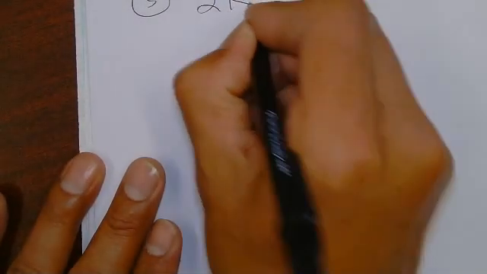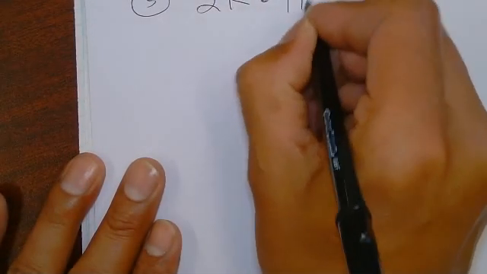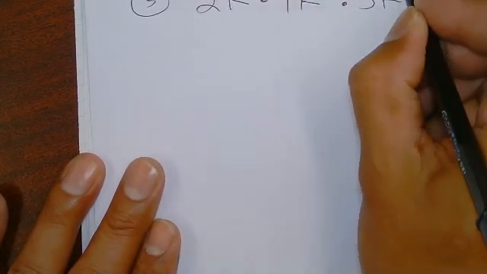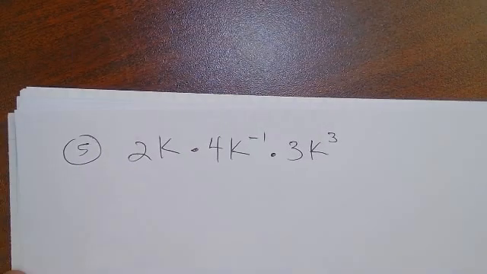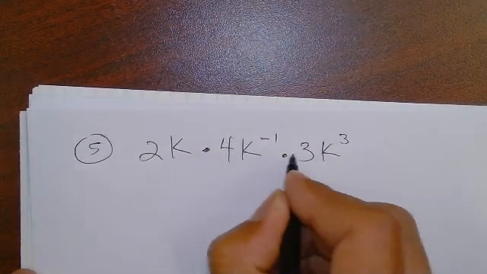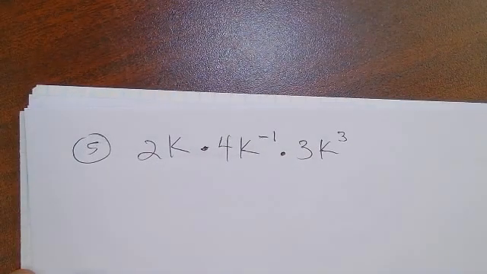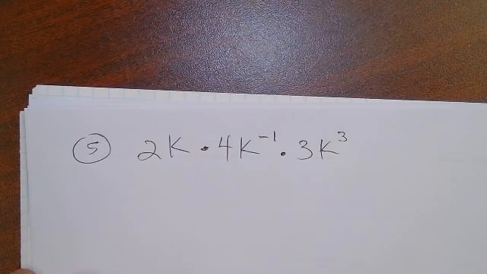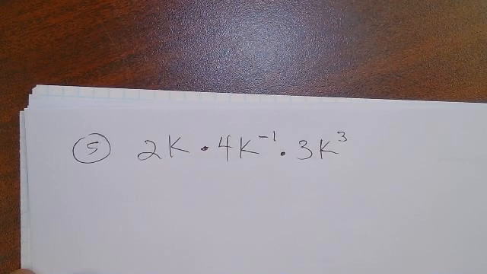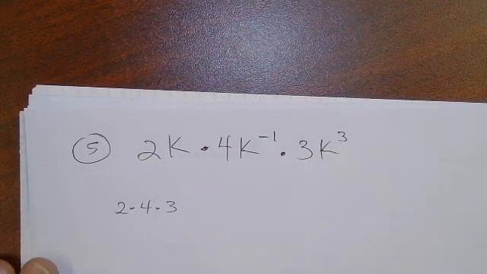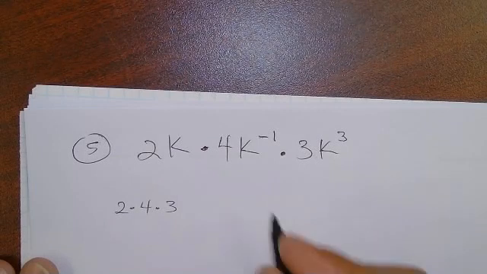What about number 5? Let's make it look tricky, challenging. 2k times 4k to the negative 1, because they're just going to try to make it look complicated. What if they have this times this times this? All right. Show your steps, group things, show the process. Don't be trying to just get answers right off the bat. Do it with the steps.